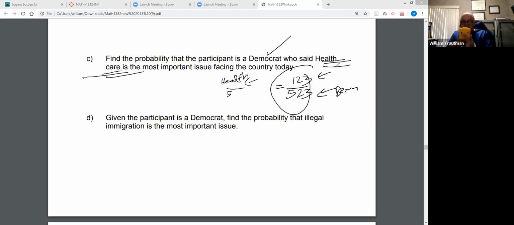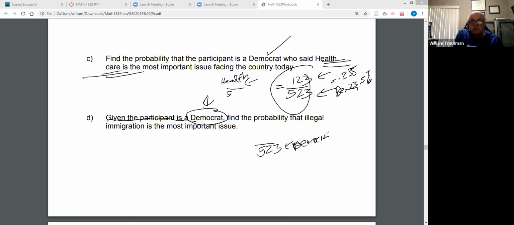So it just says if I pick somebody that's a Democrat, I have a 23% chance that healthcare is their number one issue. And this ends up being 0.235, which is 23.5%. That's what that means. And the same thing when it says given. Given is the same thing as we're only looking at the Democrats. So the bottom number will be the Democrats. And in those tables, we're not looking at everybody.